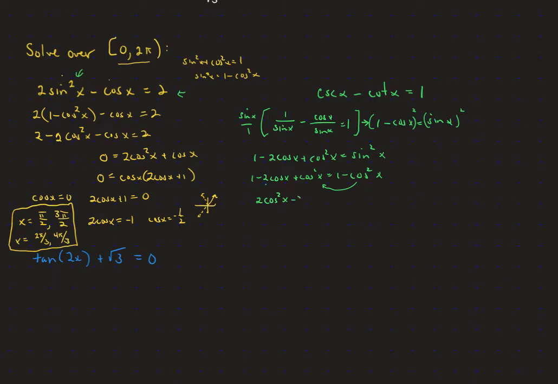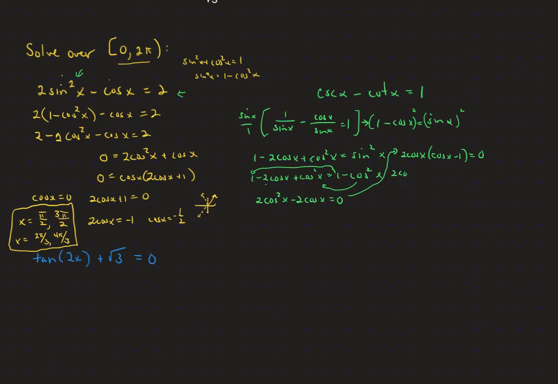We still have that minus 2 cosine x, and the ones are going to subtract off. They're going to kill each other off, so we just have it equal to 0. Now I'm going to bring it up here and factor out a greatest common factor of 2 cosine x. That will leave behind a cosine x minus 1 equal to 0.